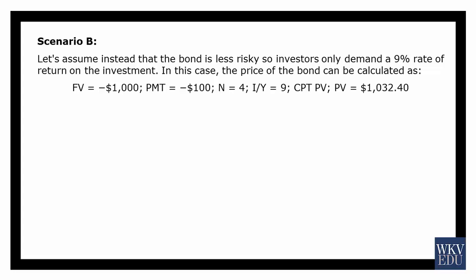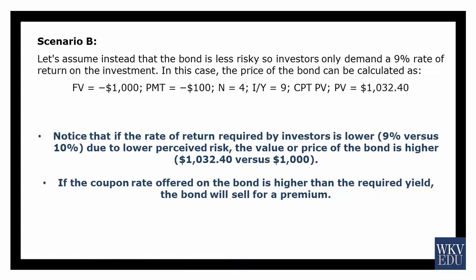Notice that if the rate of return required by investors is lower due to lower perceived risk, the value or the price of the bond is higher, 1032.40 in our example versus 1000 in the previous example. If the coupon rate offered on the bond is higher than the required yield, the bond will sell for a premium. Stated differently, the compensation offered to investors, that is the coupon, for bearing various risks inherent in the instrument is higher than the compensation required by investors for purchasing the bond, that is the required yield. Therefore, investors would be willing to purchase the bond at a premium to par.